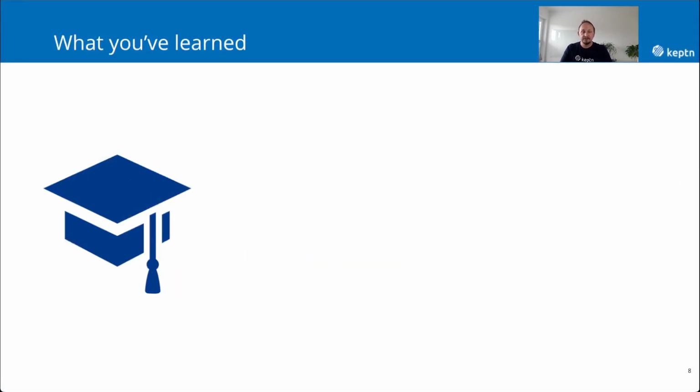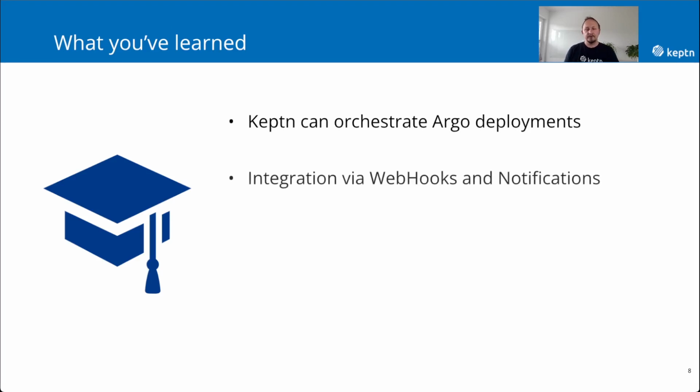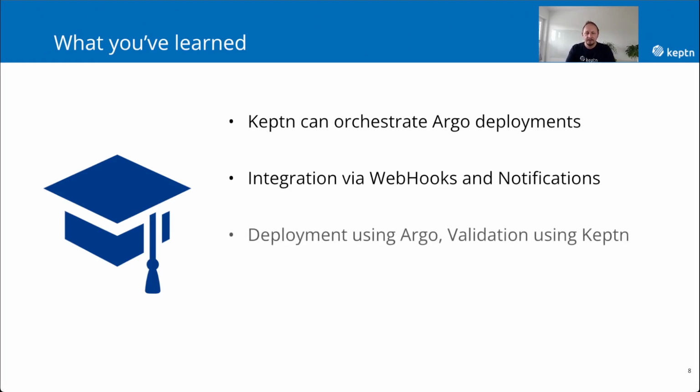So what did you see today? At first, Keptn is able to orchestrate Argo deployments, and we get the best of both worlds by integrating Argo and Keptn. Furthermore, the integration is simply done via webhooks and notifications, so there is not yet another integration service. This is all coming out of the box with Keptn and Argo. We simply have to configure it.